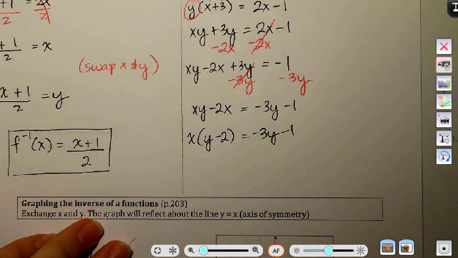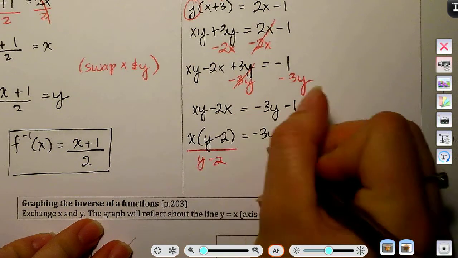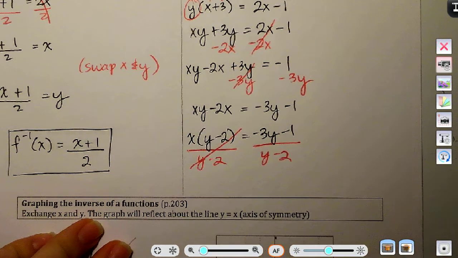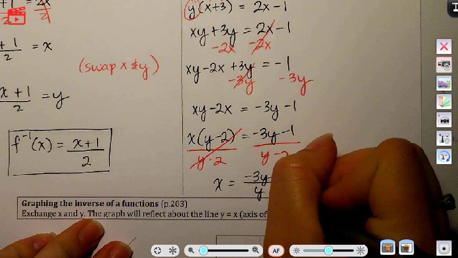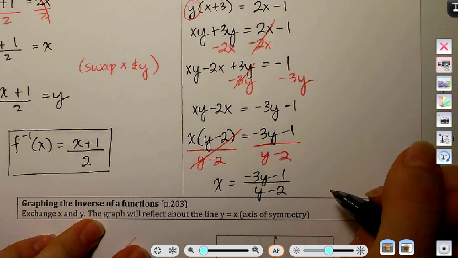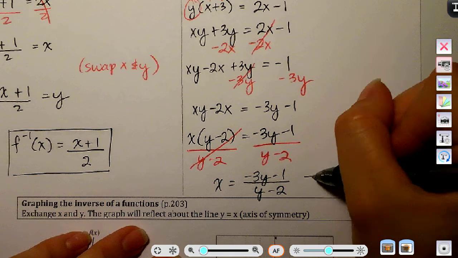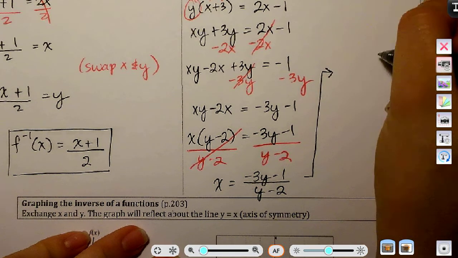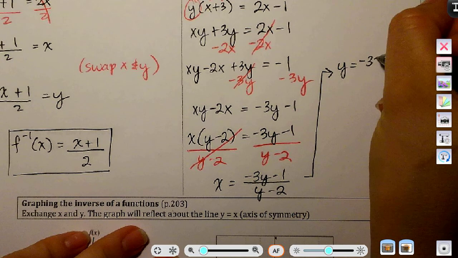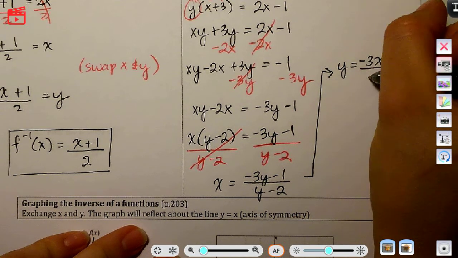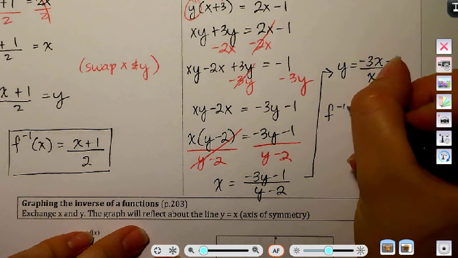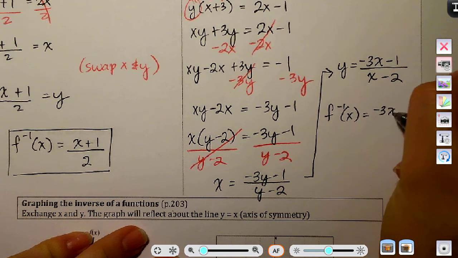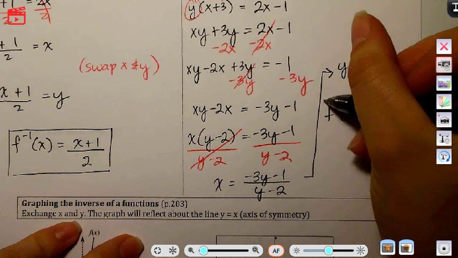Let's divide both sides by y minus 2. And I have x equals negative 3y minus 1 over y minus 2. Okay, once I've done that, I have solved for x. I will go ahead and swap the x and y's. So y equals negative 3x minus 1 all over x minus 2. And that there is my inverse function. To check if it's the inverse, we can do what we did in the last example and input them into each other.